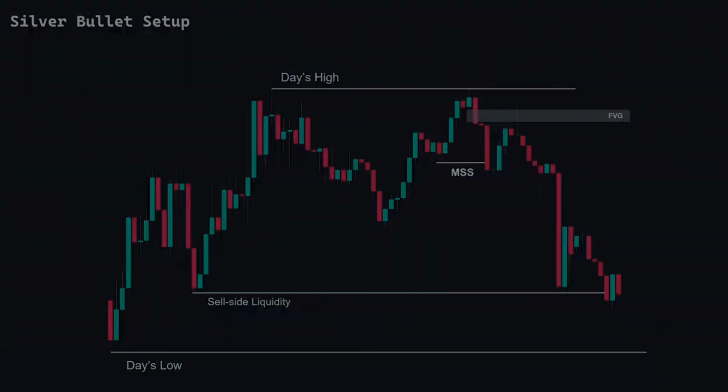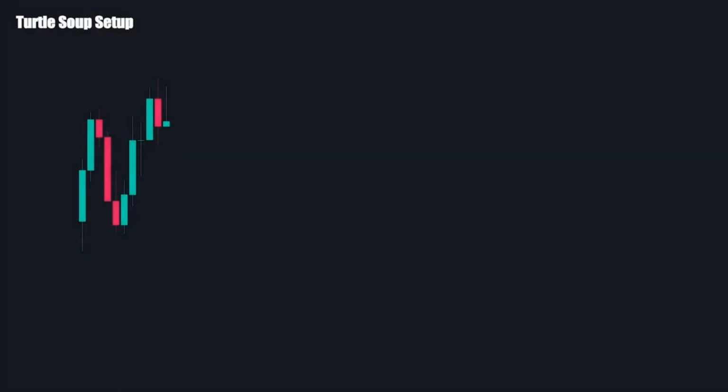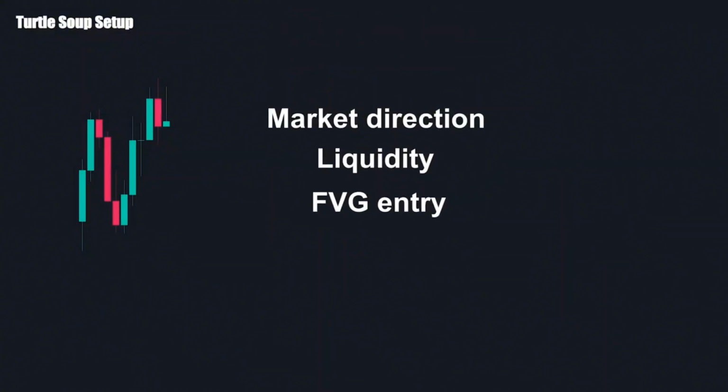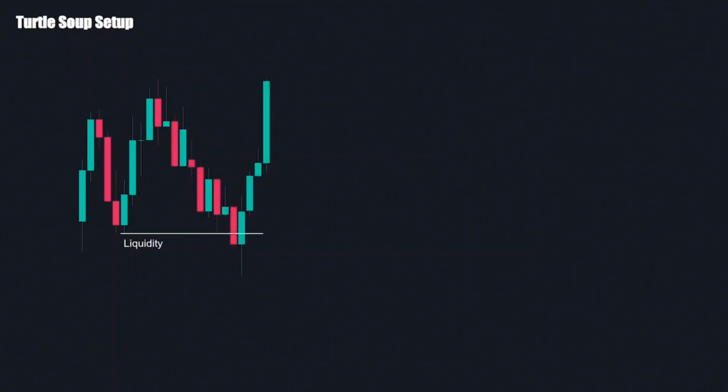Now let's move on to the next topic, the turtle soup setup. Turtle soup trading setup is another powerful model that combines the concept of market direction, liquidity with a fair value gap entry. A high probability bullish turtle soup setup occurs when the price sweeps liquidity below a recent low or a group of lows, while resting above a bullish fair value gap.